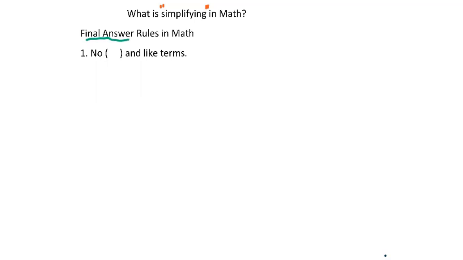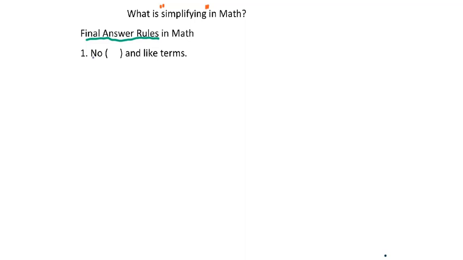We call it simplifying. We want all the people all around the world, when they're working on the same problem, to get the same final answer. So people created a final answer rule in math. Number 1, no parentheses and no like terms, unless they ask you to factor a polynomial, and so on.